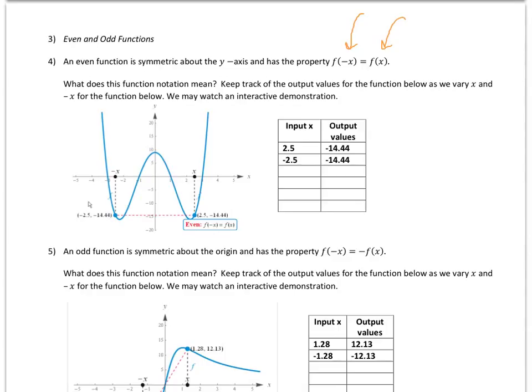But an important thing to notice is that algebraically, when you plug in a value of 2.5 and when you plug in a value of -2.5, you get the exact same y value. They both give you -14.44 as a y value. So algebraically, that's what gives you the y-axis symmetry, that a positive x and a negative x give you the same y value.